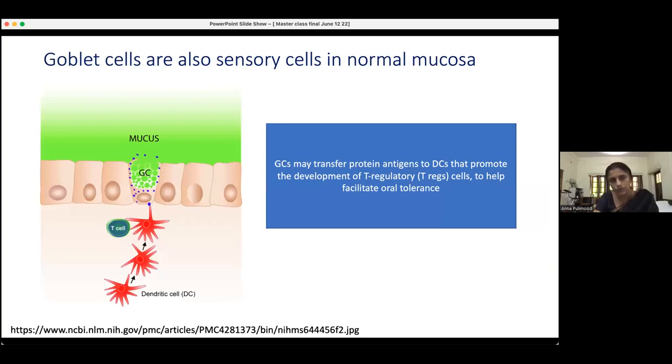So it's interesting to note that though they are secretory cells, goblet cells also function as sensory cells. So particles within the lumen can actually cross through the goblet cell cytoplasm and go into the lamina propria and activate dendritic cells here. So in the normal individual, this is actually for tolerance and it suppresses immune responses to luminal antigens.